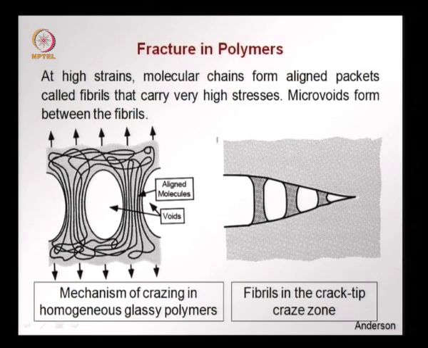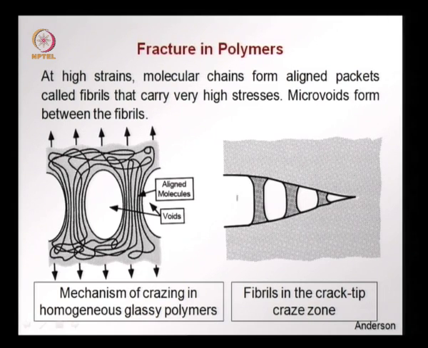So what happens in crazing is that we have very high strains, so the polymer chains now get aligned in the direction of the applied stress. So this is the direction where the crack is propagating, and perpendicular to it these molecules start aligning. This now bridges the crack, but also leads to cavities or voids forming between these aligned molecules. These aligned molecules are called fibrils.